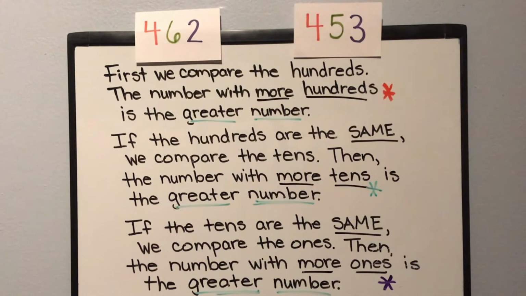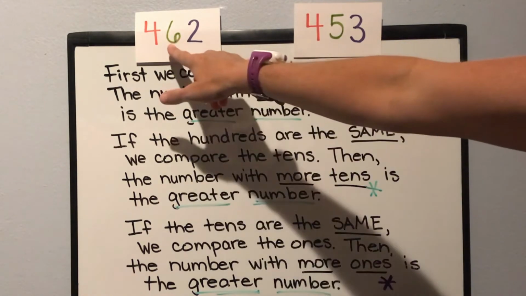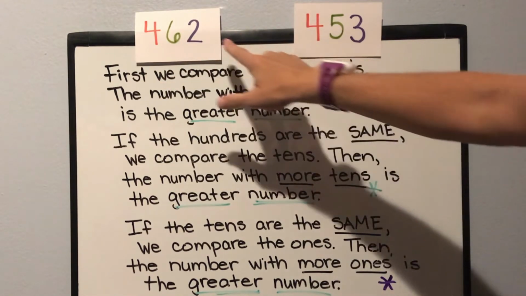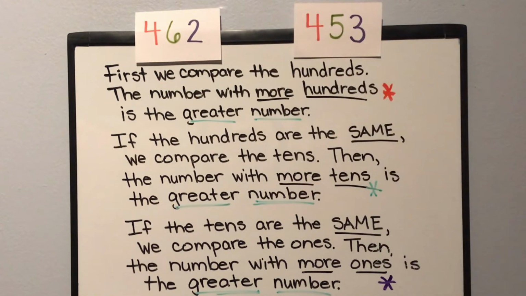462 is greater than 453. Now, if the tens place happened to be the same, we would have needed to look at our ones place. But in this one, our stopping point was comparing at the tens place.